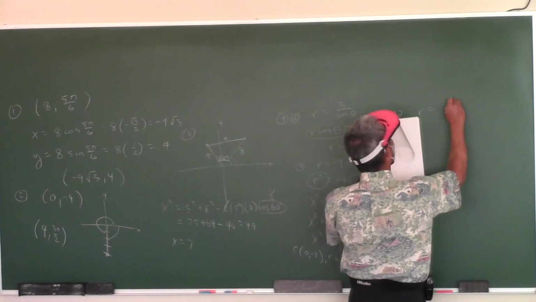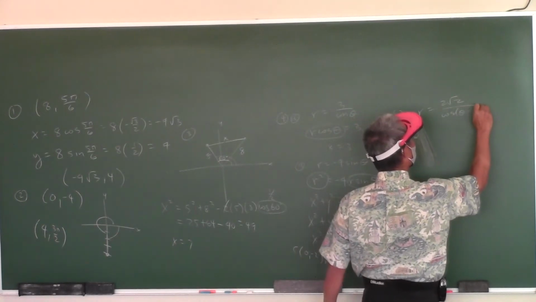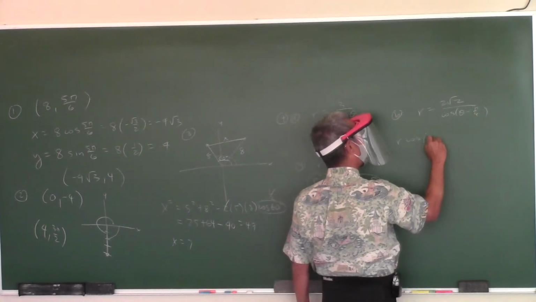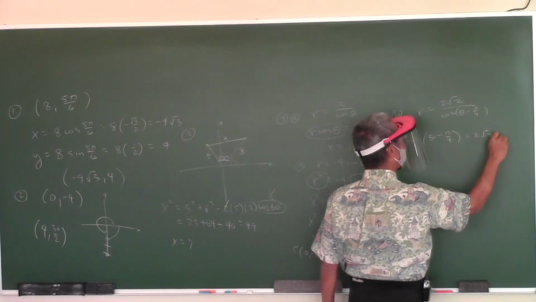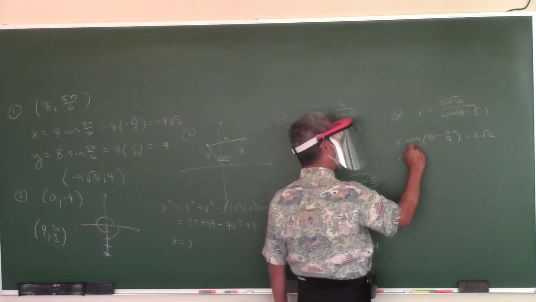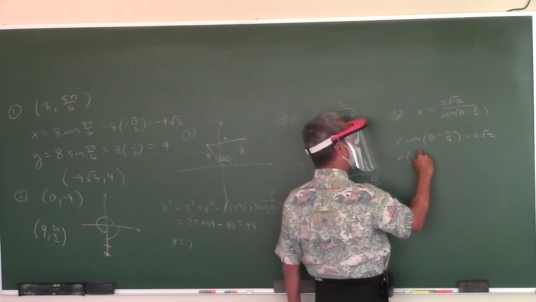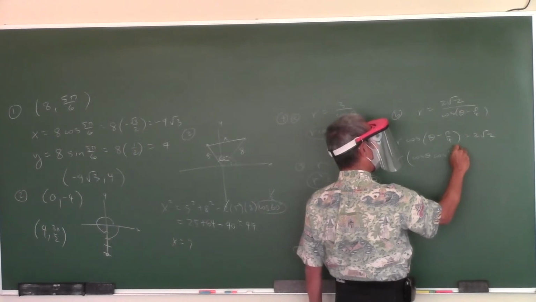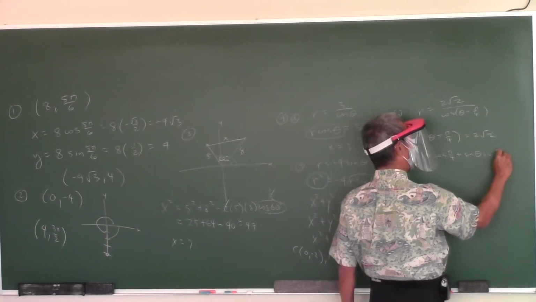r equals √2 over cosine of (theta minus pi over 4). So cross multiply, and then expand, so you have to use the identity. What is the identity for cosine of A minus B? Cosine A cosine B plus sine A sine B.